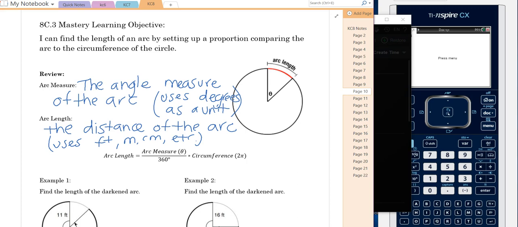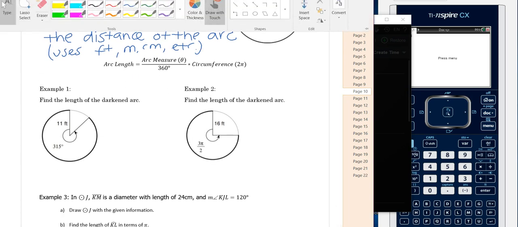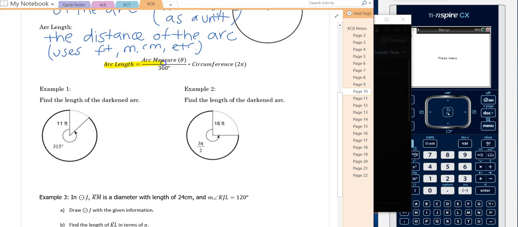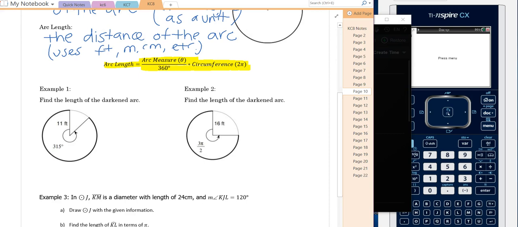So this formula that we have down here is what we're going to reference to figure out what our arc length is. If you look at this formula, our arc length is equal to the arc measure divided by 360 times the circumference. Now there's a couple of things I need you to change because they're not on here. The first thing: if your arc measure is in degree mode, you're always going to divide by 360 because that is the angle measure of a whole circle.